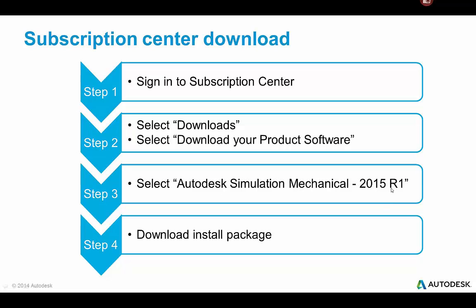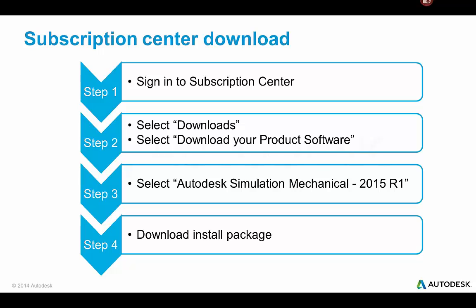You don't have to look for R1. What we've done is we're using the exact same link for 2015 in the Subscription Center. We've just replaced the file that's behind the link. So now, when you just download 2015, you're actually downloading our R1 version. And if you have the April release of 2015, just simply uninstall that and install the August version, and you'll be good to go. Same licensing that you are using for 2015 will simply work for the August release as well.